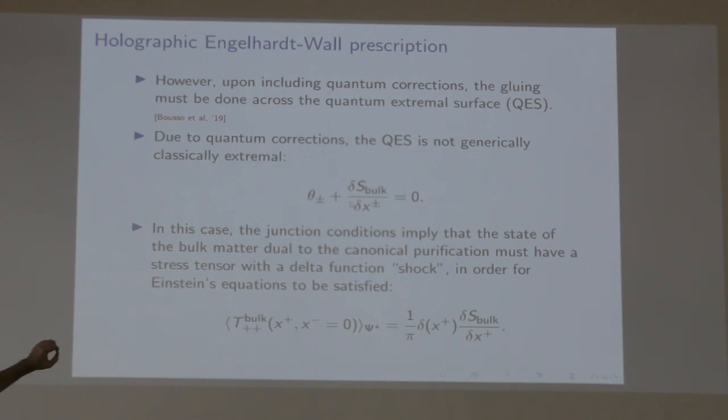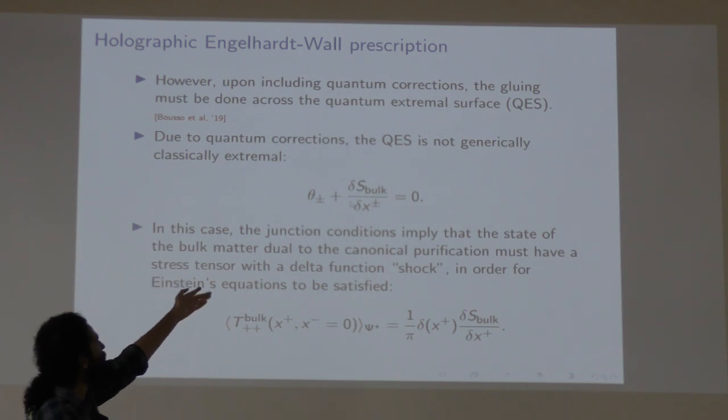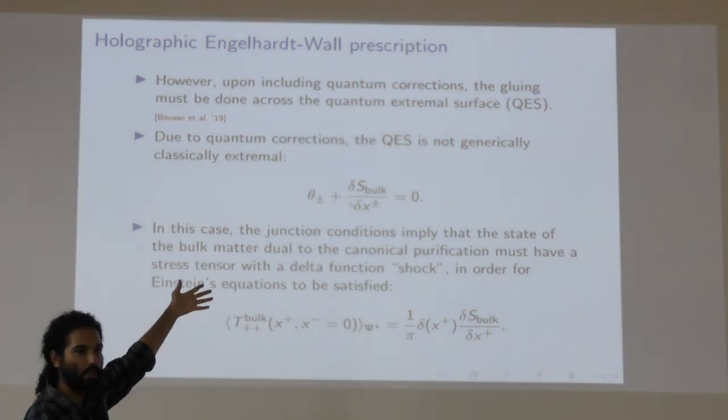But they imply a certain structure for the bulk stress tensor. Okay? So they imply that there needs to be a delta function stress tensor supported on the quantum extremal surface. This delta function shock, if you like, comes from requiring the Israel junction conditions, which are expressed in terms of the expansions of the null geodesic congruences. And the quantum extremality condition relates these expansions to the derivatives of the bulk entropy.